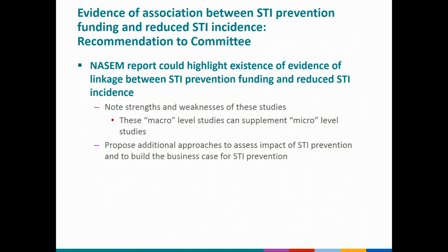So my recommendation for this issue is, I think it would be interesting if the report could highlight the existence of the evidence linking prevention funding to the desired outcomes, maybe note the strengths and weaknesses of this approach. And I think it would be interesting to talk about evidence for the population level impact of STI prevention, as well as the evidence of these more micro level, like the intervention level effects. Like we have evidence that a given intervention can affect behaviors, and we have some evidence of population level effects of STI prevention. And maybe if the report could discuss this spectrum of evidence.